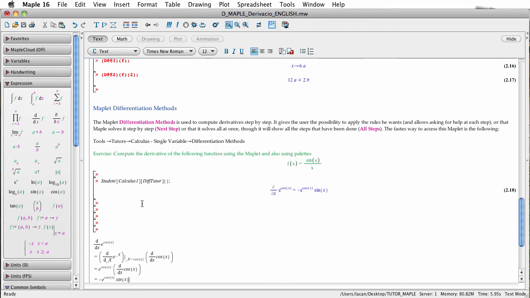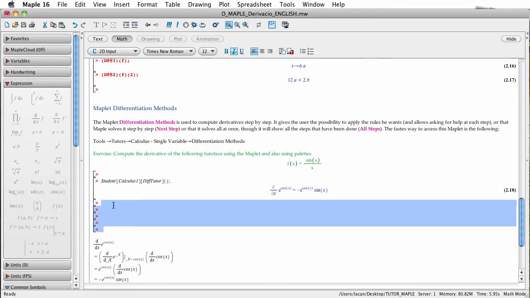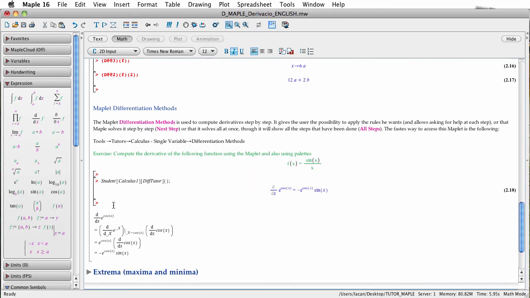Okay, so this tutorial is mainly to study, because if you want to compute the derivative of this function, you would use the d command or the diff command directly. So this is just to study and to see if the steps you are following are correct.